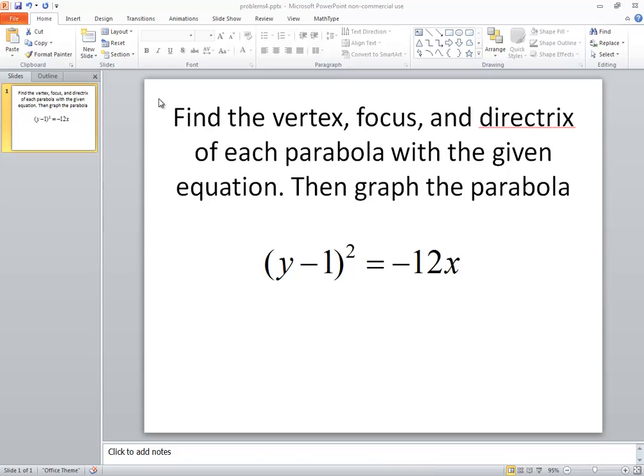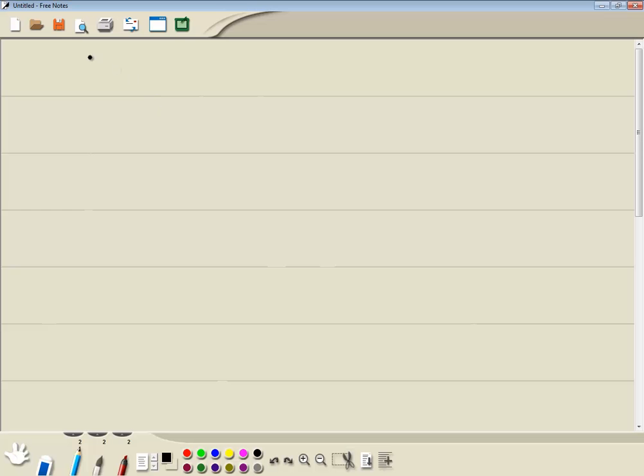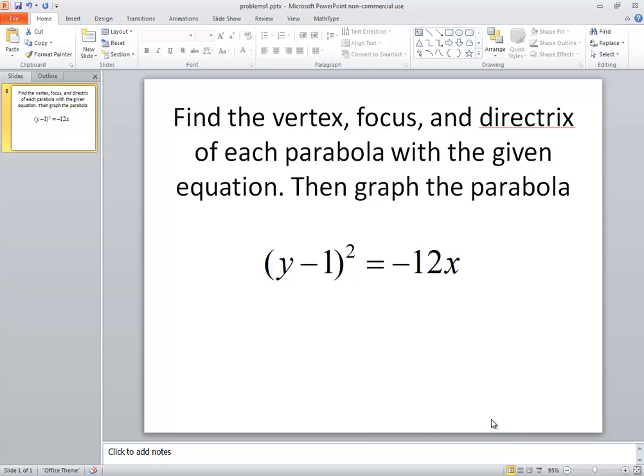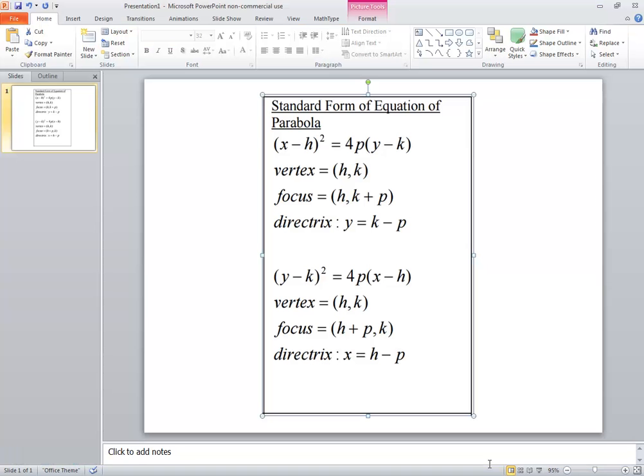Let's take a look at this problem. We've got (y - 1)² = -12x, and we want to find the vertex, focus, directrix, and the graph. So we have to see which one this matches.